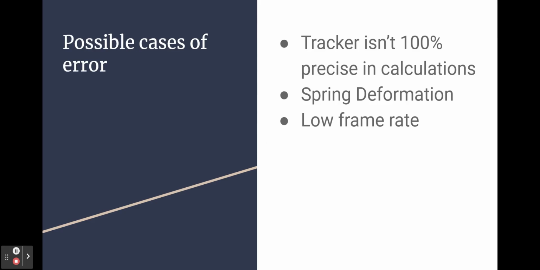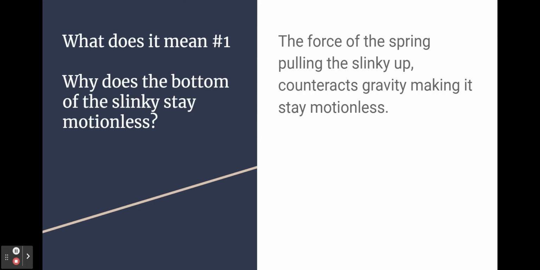So, some possible sources of error. The tracker is not 100% precise in its calculations, so if you even slightly misclick, your data is technically slightly off. So that's always a miscalculation. There could have been spring deformation, which could have a very small effect, but still could have happened. And the low frame rate only gave us minimal points of data, so therefore the possible sources of error are much higher.